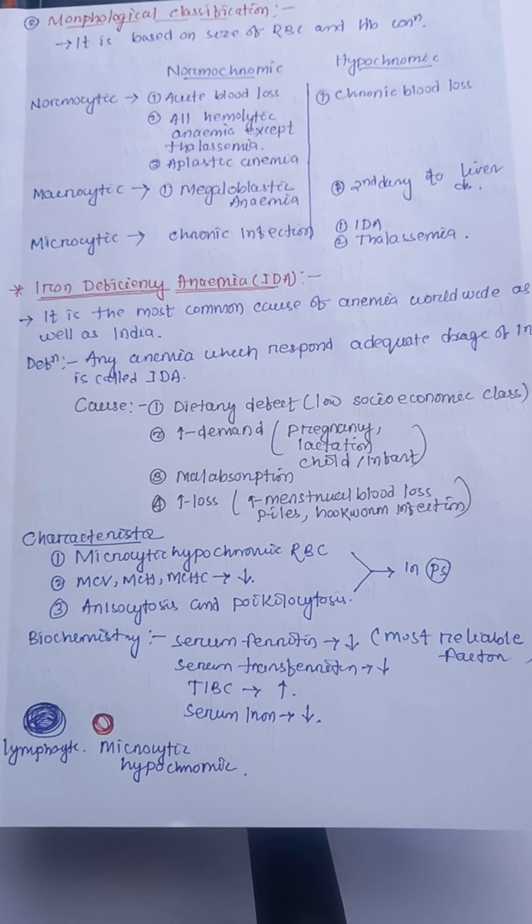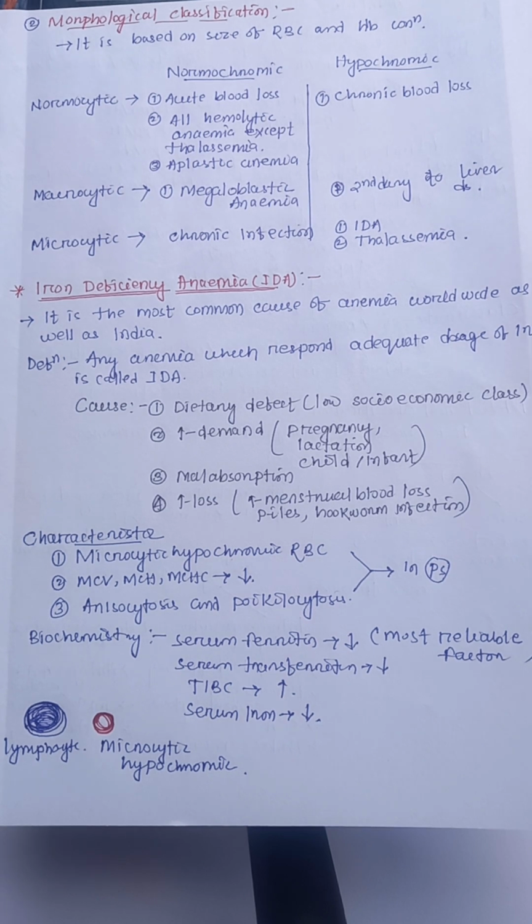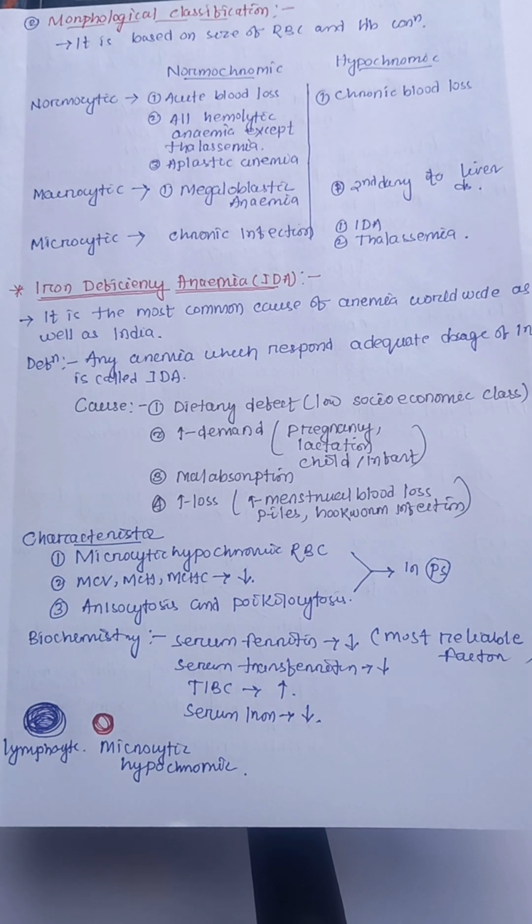So the characteristic finding is microcytic hypochromic RBC in the peripheral smear. There will be a decreased size of RBC, and we compare the size of RBC with the lymphocyte, which generally has a similar size to the RBC. If the RBC size is smaller than the lymphocyte, we call it microcytic RBC, and there will be pallor.